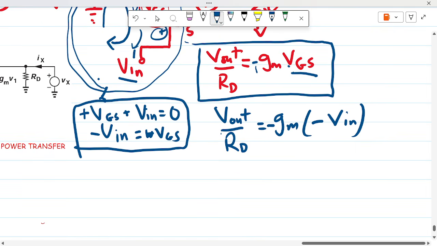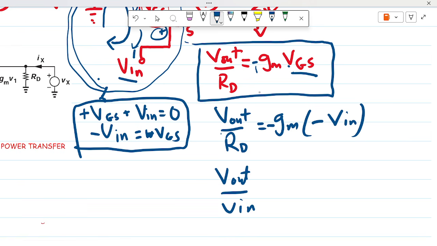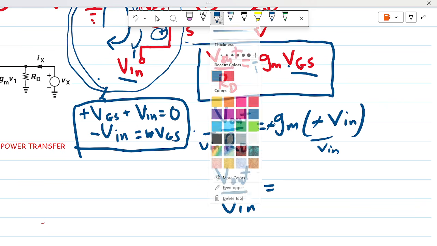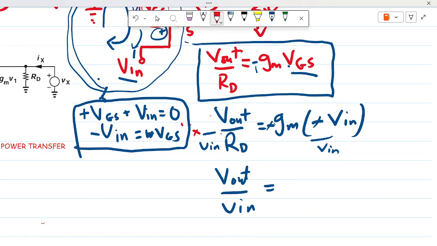Then our gain would now be Vout over Vin, dividing here by Vin and dividing this side also by Vin. Then we have these two negatives cancelling out. Then we can multiply both sides by RD, times RD. What we do have here is GM RD, which confirms that the gain in this situation, the input and the output are not 180 degrees out of phase as we had for the common source stage.